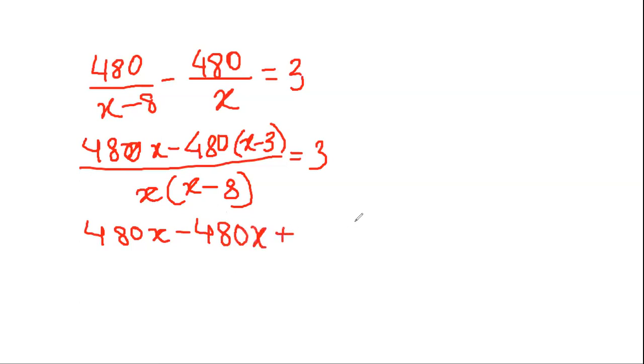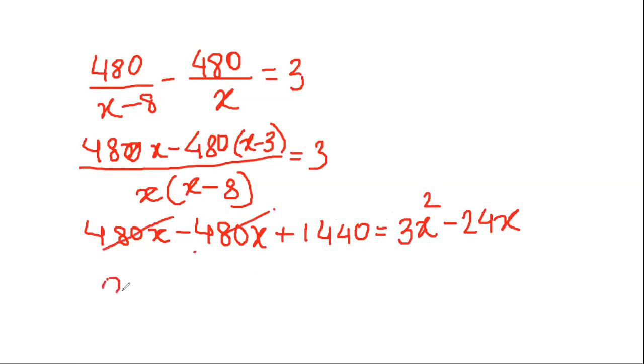Into 3. What comes? 3 8s are 24, carry 2, 12, 14. Equals to 3x square minus 24x. Okay? Then 480 plus 480 minus, both cancel out, and your equation becomes 3x square minus 24x minus 1440. That is your equation.